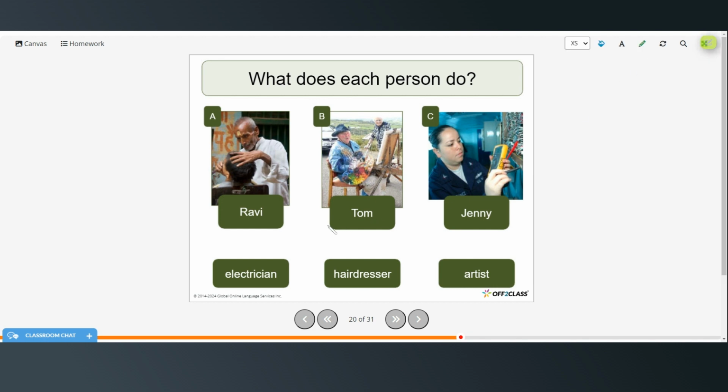A few more. So Ravi is a hairdresser. Tom is an artist. Again, because of the A here, we have to say an artist. And Ginny is an electrician. Again, because of the E sound here, we say an electrician.